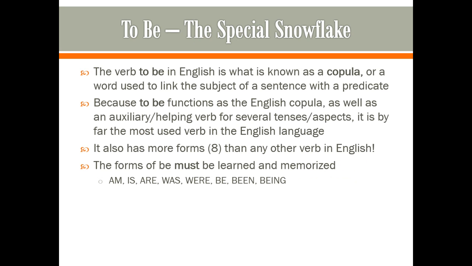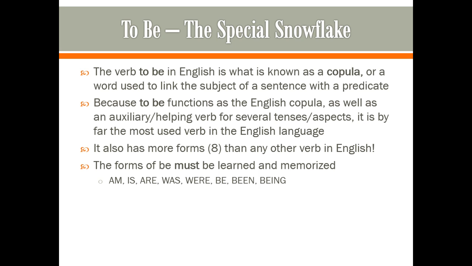Okay. Let's take a moment to discuss our little special snowflake, which is the verb to be. This is what is known as a copula. That's just a fancy word for a word that links the subject of the sentence with something in the predicate. To be functions as the English copula, and it also is an auxiliary or helping verb for several different tenses or aspects. So that makes it by far the most used verb in the English language.